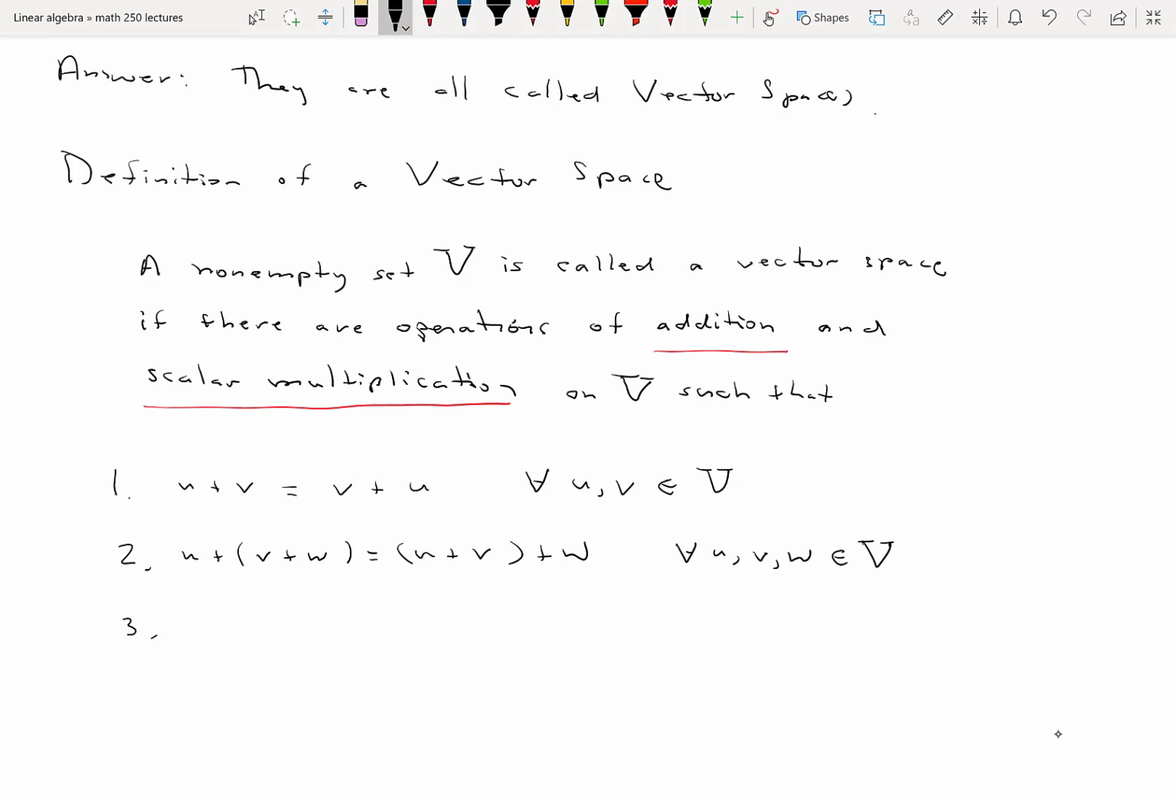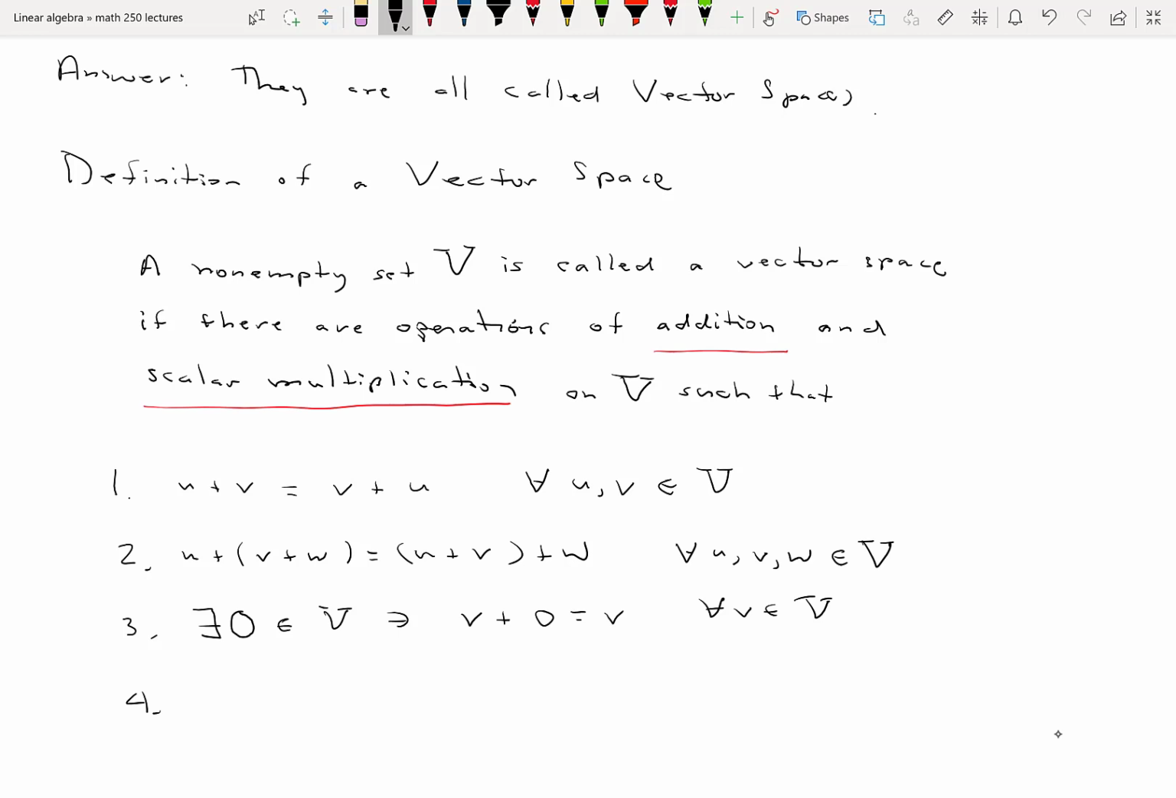Okay. Third, there exists a 0. The 0 is not necessarily a real number. It could be a matrix, a function, whatever, it could be an element of whatever vector space you're talking about. So this is not the real number 0. There exists a 0 in the vector space such that v plus 0 equals v for every v in the vector space. 4. So there's a 0 vector in there.